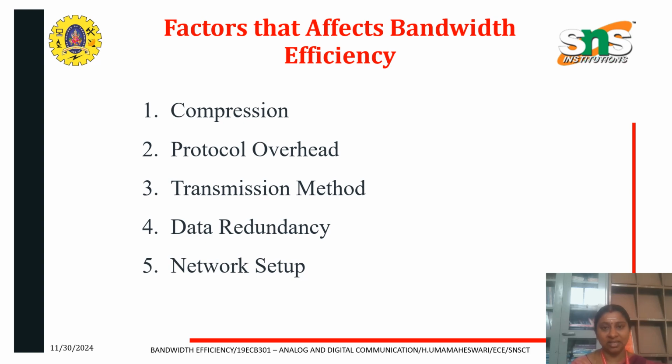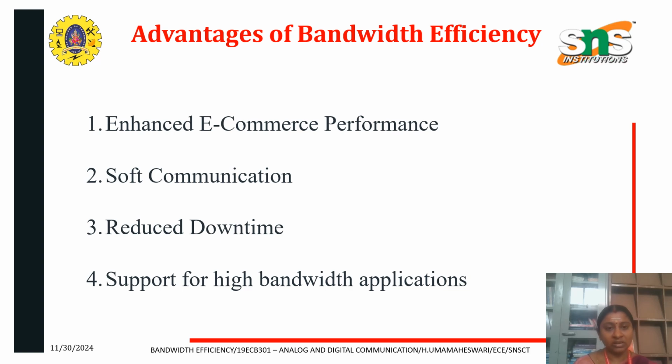The redundancy of the data is defined as 1 minus efficiency, where the efficiency is nothing but the ratio of entropy to the code word length. So the redundancy of the data is calculated by this, and it is also one of the factors which affect the bandwidth efficiency. The main advantages of this are that it enhances e-commerce performance and soft computation, it also reduces downtime, and it supports high bandwidth applications.